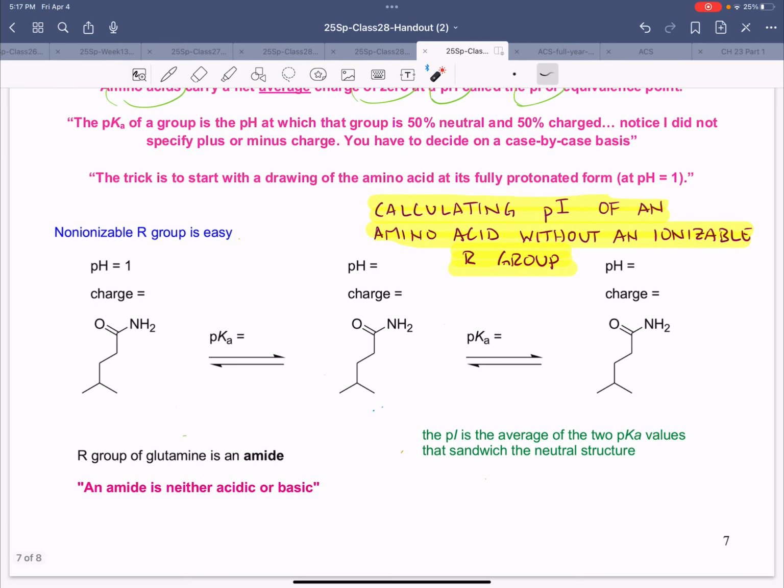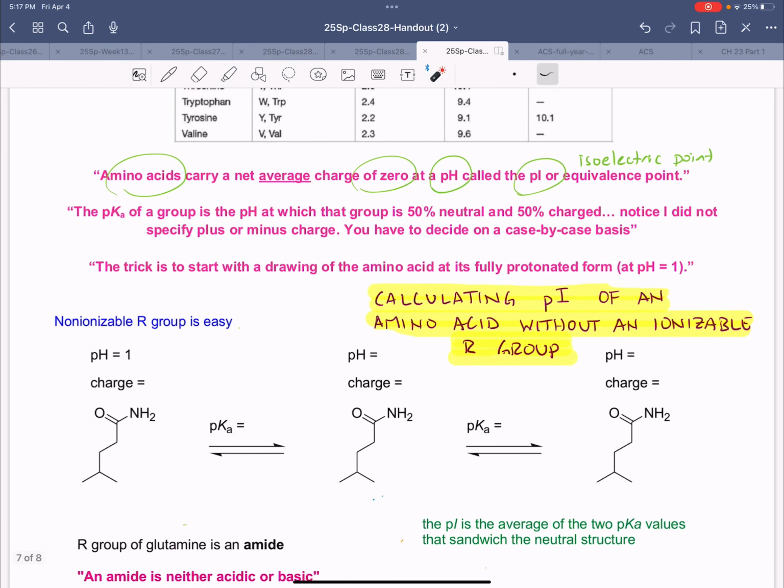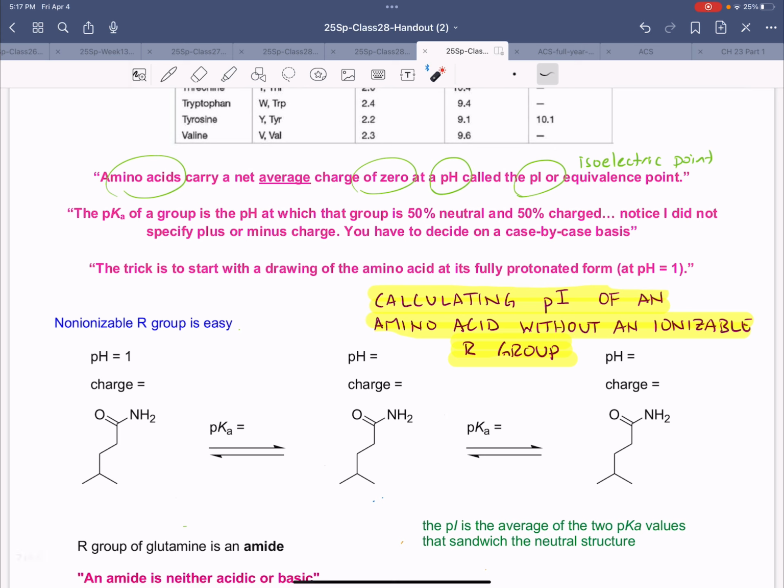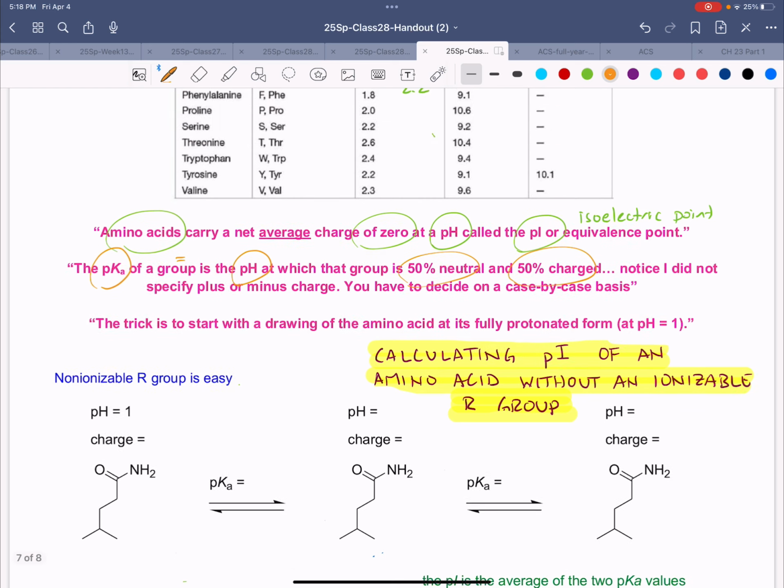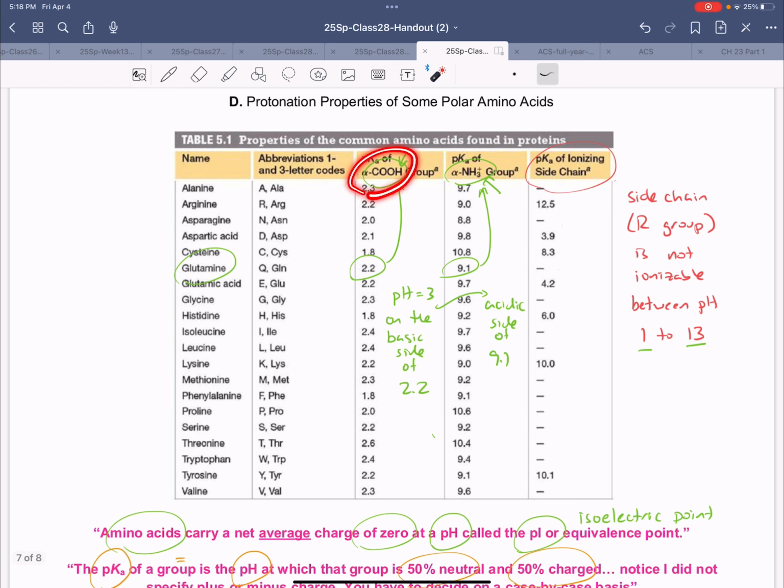For glutamine, let me talk about the pKa, and then we'll start doing the problem itself. The pKa, that is, when the pH is identical to the pKa, when they're equal, that means that 50% of the molecules are neutral and 50% are charged. Now, I'm not telling you whether it's cationic or anionic because it depends on the group. In this case, 50% are neutral, 50% are anionic.